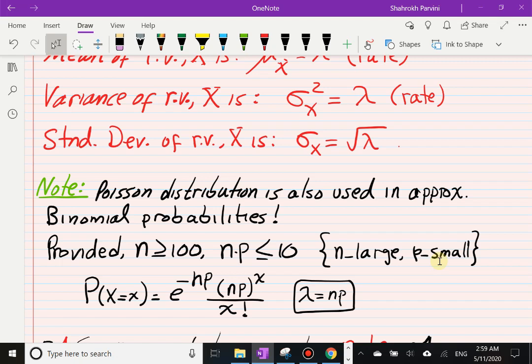and the product of n times p must be less than or equal to 10, which means n must be large and p small. Right? If n has to be at least 100, then from the first inequality, when np must be less than or equal to 10, that means p must be less than or equal to 10%. So p must be small. And when these conditions are met, here's how you can find the binomial probability using this formula.